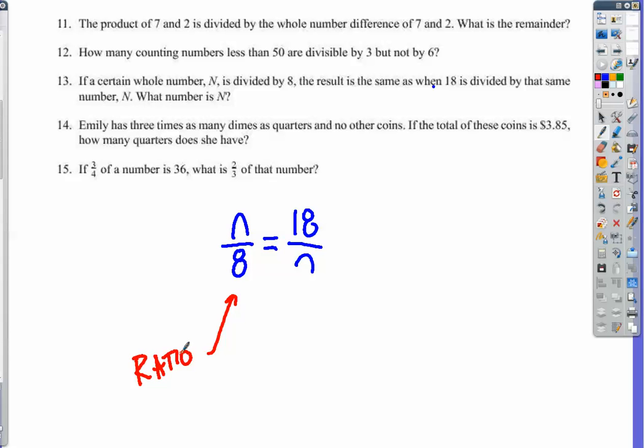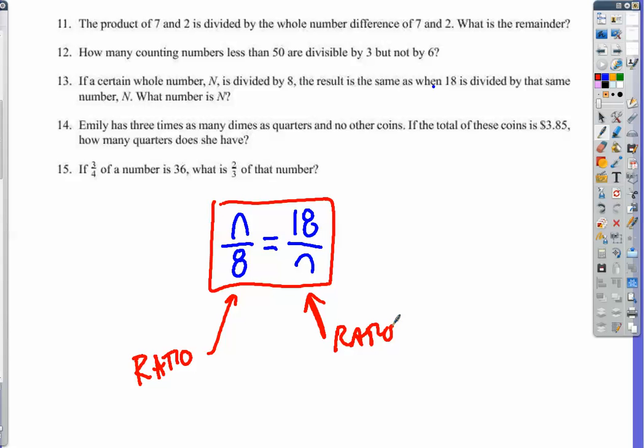So then, what's it called when you have two ratios that are equal to each other, like we have now? We have one ratio here. We have another ratio right here. So when you have two ratios that are set equal to each other, or two equivalent ratios, it's called a proportion.